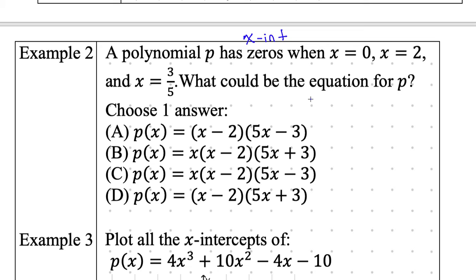Can someone explain why? Why am I looking for just an x? Not x minus 2, not x plus 3, not 5x plus 3, just an x. Why do I have just an x in the factored form when I have x equal to 0? The answer is actually easier than it might seem.